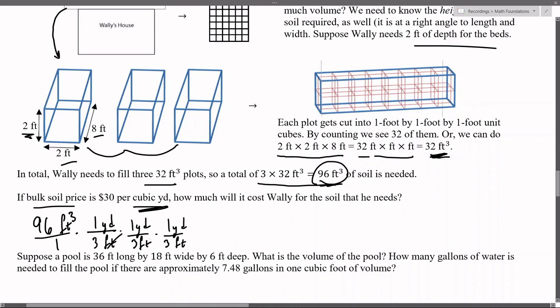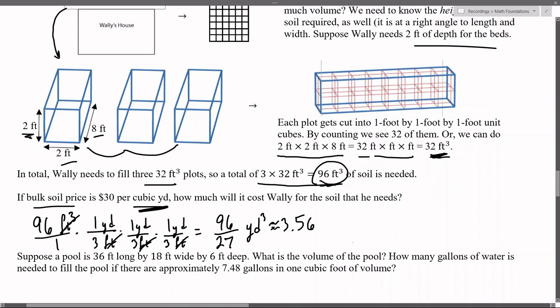And you can see that feet times feet times feet is the same thing as feet cubed. So we're going to get 96 divided by 3 times 3 times 3, which is 27, to be yards cubed. And that gives us 3.5 repeating. So let's just do 3.56 approximately. And so that's how many cubic yards he needs.